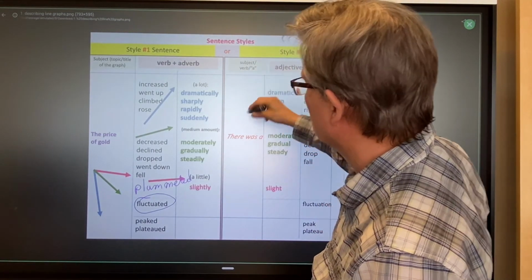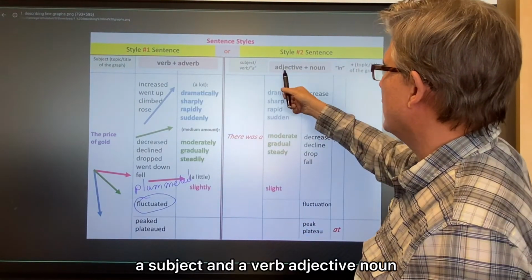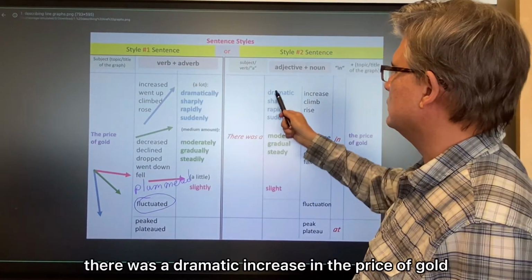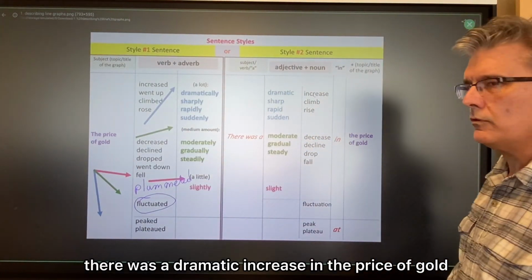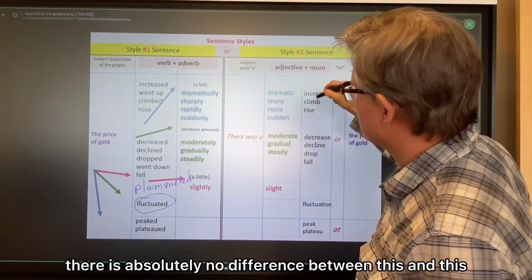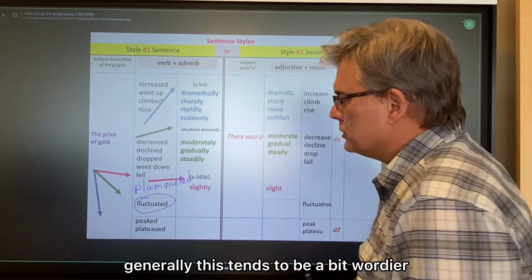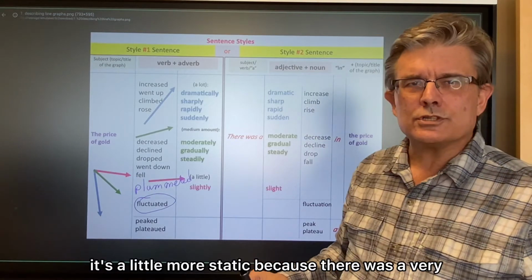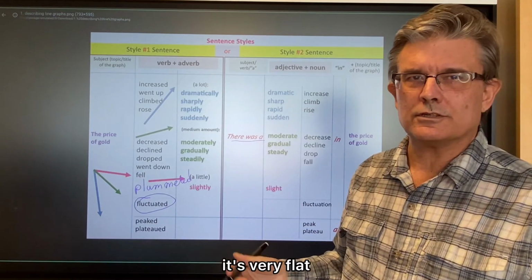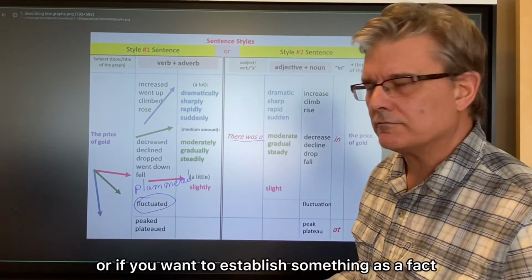Now, the alternate way to do this is to use a subject and a verb, adjective, noun. So instead of saying the price of gold increased dramatically, there was a dramatic increase in the price of gold. We can use the adjective and noun form. There is absolutely no difference between this and this. It's up to you, depending what your style is, what you want to do. Generally, this tends to be a bit wordier. It's a little more static because there was is, it's called the expletive structure, and it's very flat. But occasionally you want to do it for variety, or if you want to establish something as a fact.